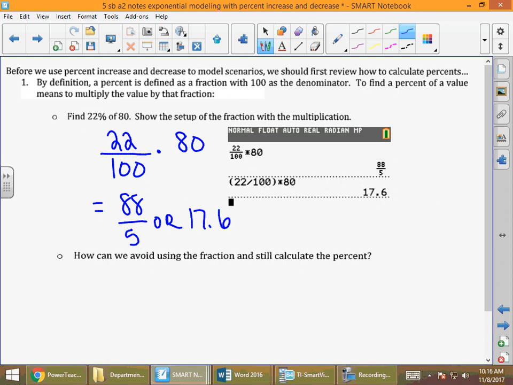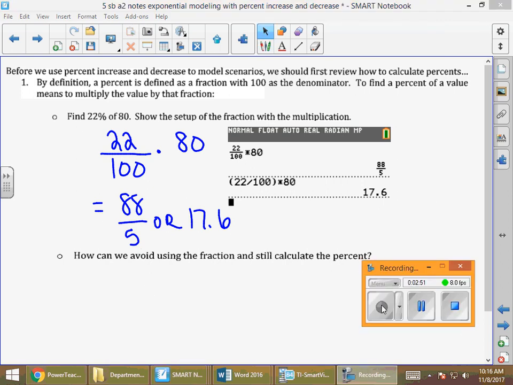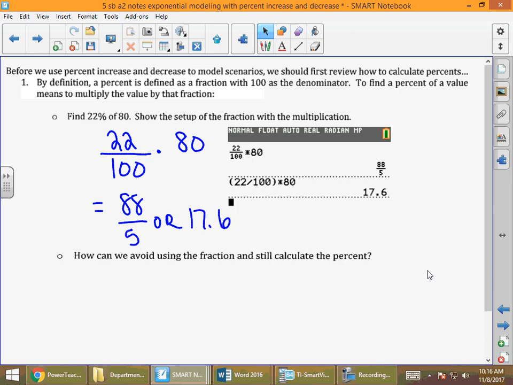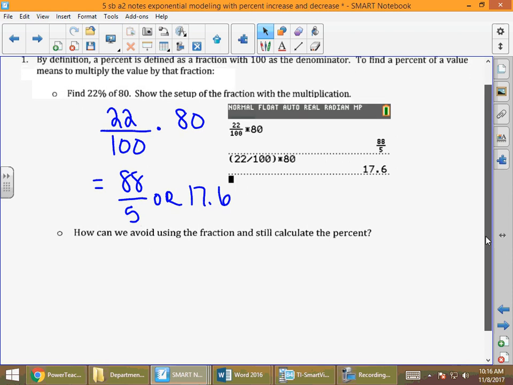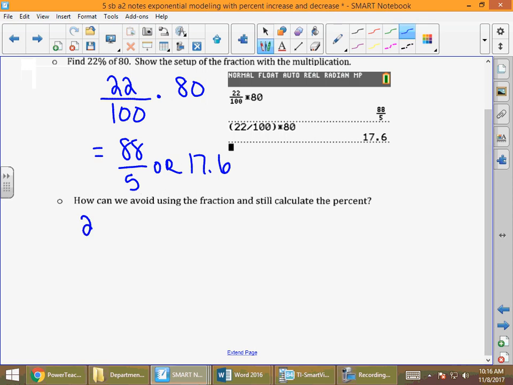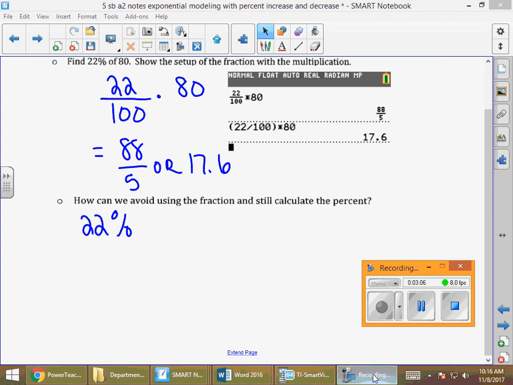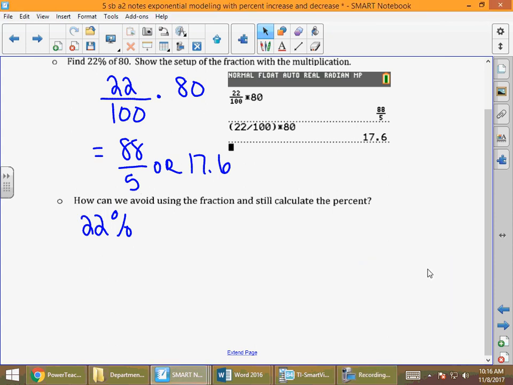But we can avoid the fraction by using a decimal. When we have 22%, we can take the decimal. The decimal point in 22% is at the end of the number, and to convert it to a decimal we move the decimal two spaces to the left. So 22% is equivalent to 0.22.